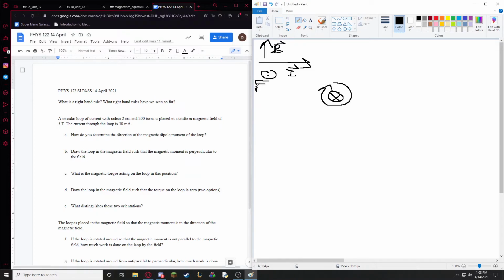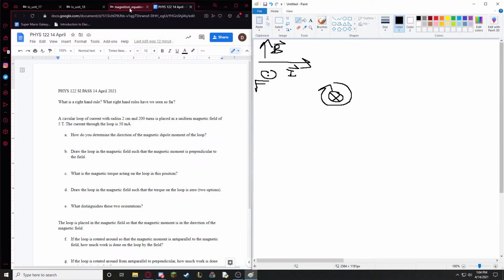So our pointer finger goes in the direction of the current. Middle finger, or the rest of your fingers, curl upward towards the magnetic field. Force, your thumb comes out of the page. And then that's also similar if we have a single particle, right? Mm-hmm. And so we have IL cross B, and then we also have qv cross B, right? Basically the same thing. Any other right-hand rules you guys have seen so far?